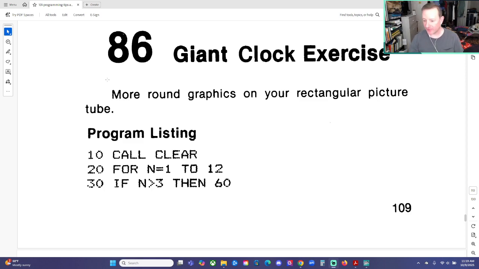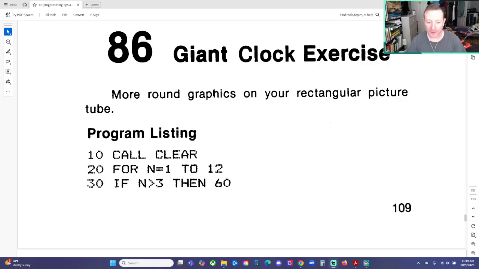I am working my way through an old TI-99 4A programming book, 101 Programming Tips and Tricks for the Texas Instruments TI-99 4A Home Computer by Len Turner. I'm up to program number 86, Giant Clock Exercise. I'm going to read the very brief program description, get into TI Basic and the Classic 99 emulator, which emulates a TI-99 4A on a modern PC, type the program in, run it, see what we can learn from it, and see what we can make it do.